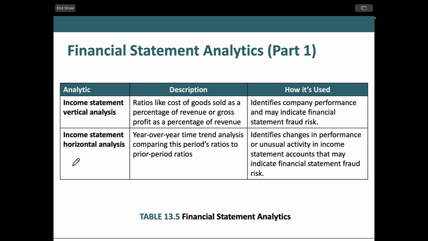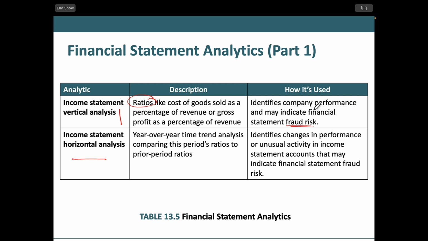We also might want to conduct vertical analysis or horizontal analysis on our income statement. When we're thinking of vertical analysis, we're going to look at ratios like the cost of goods sold as a percentage of our revenue, or gross profit as a percentage of our revenue. What this does is allow us to identify the company's performance and hopefully may show us if we might have some fraud risk. For our horizontal analysis, here we are looking at one account over multiple years.